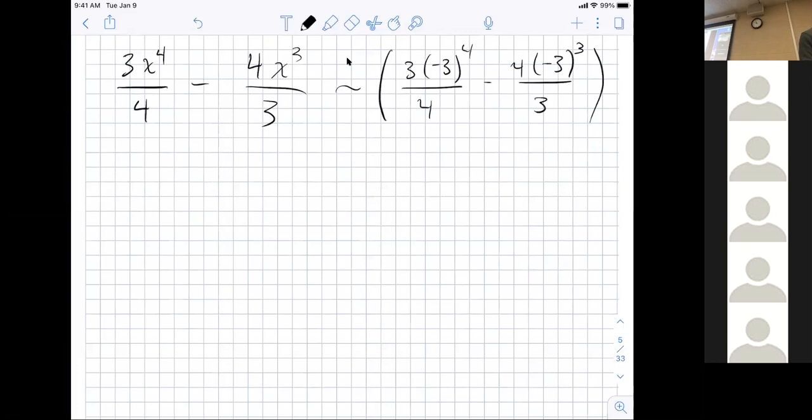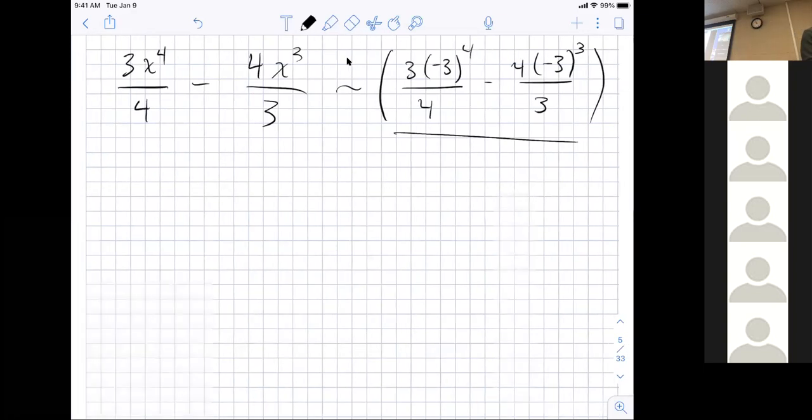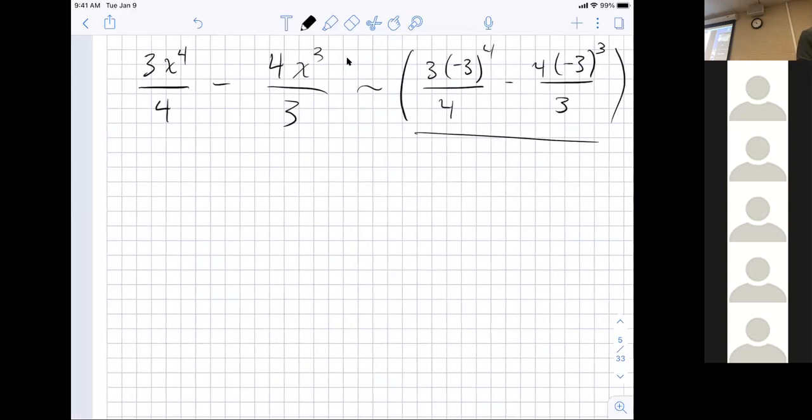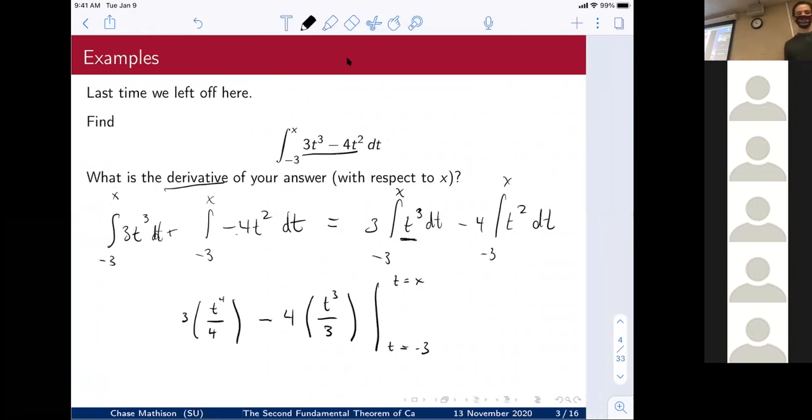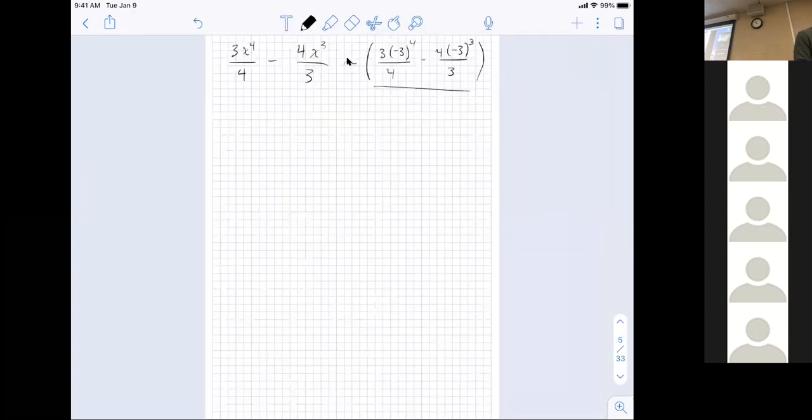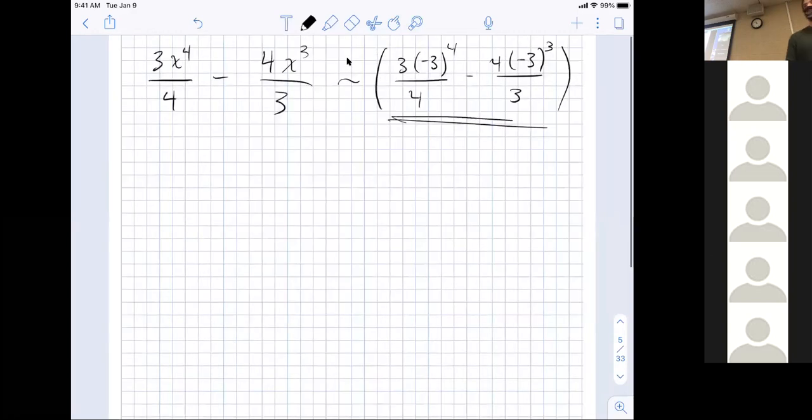So notice this is a function of x. This is a constant. We can work out what that constant is. I'm not really concerned about that with this example. Notice the second part of this question was, what is the derivative of your answer with respect to x? Okay, so let's take a derivative then. This is technically your answer. You can find out what this constant is. But once you do, when we differentiate what we have, the constant is going to go away, right?